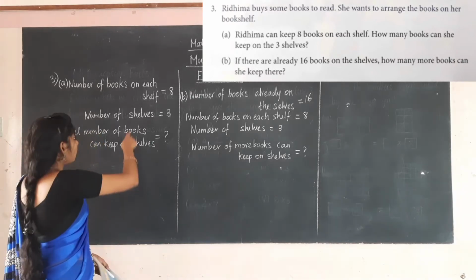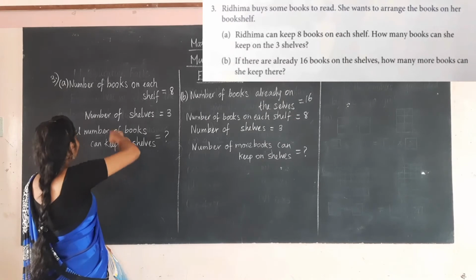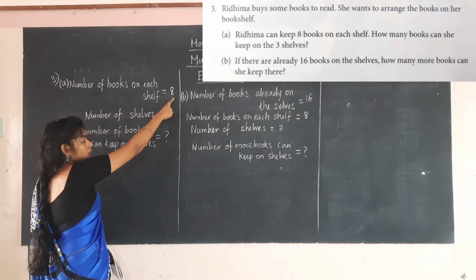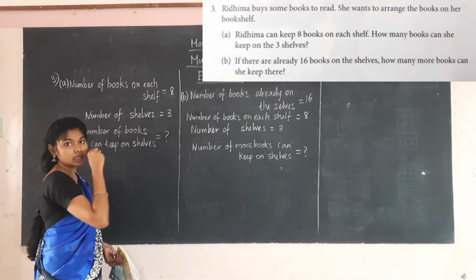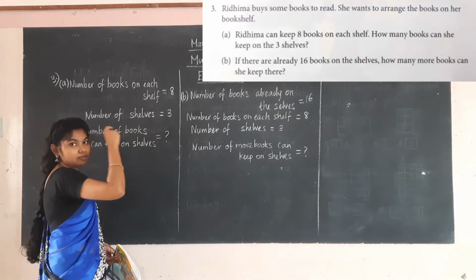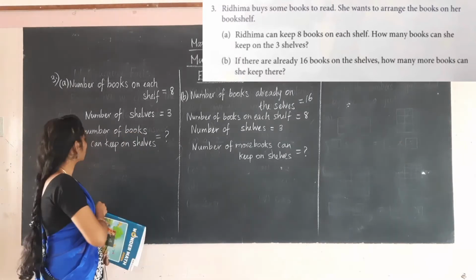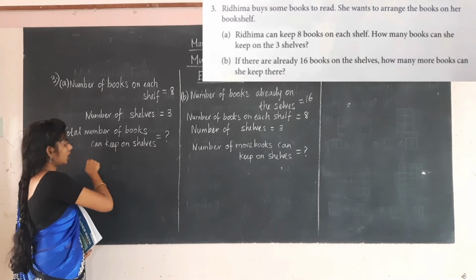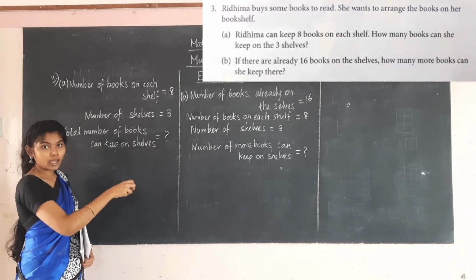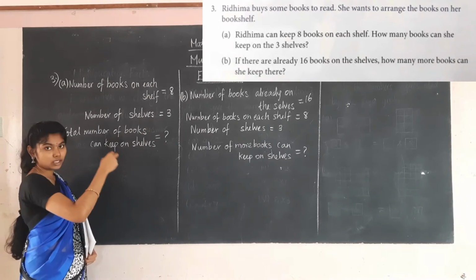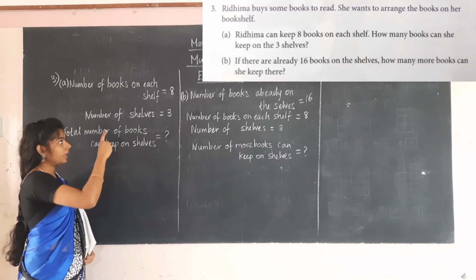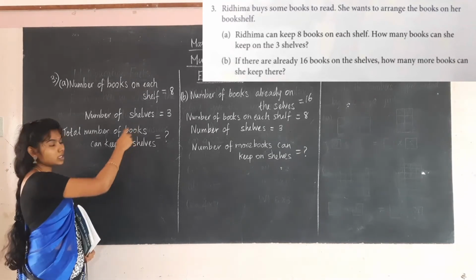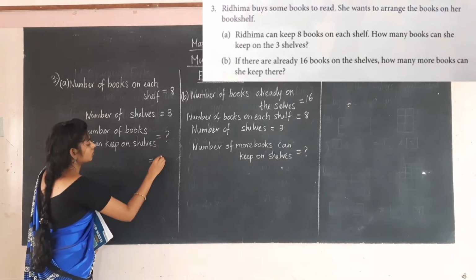So here I have mentioned the given part, and that is the solution. Number of books on each shelf: in each shelf she can arrange 8 books. And number of shelves is 3. So what we have to find is the total number of books she can keep on the shelves. To find that, we have to multiply these two numbers, 8 into 3. So you know the table of 8 and 3. So 8 into 3, or you can do 3 into 8.